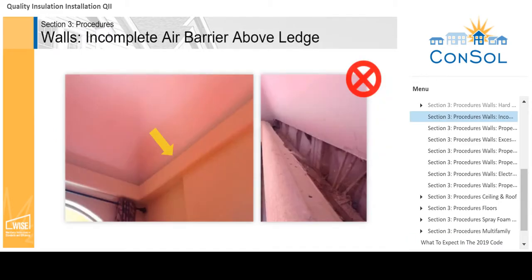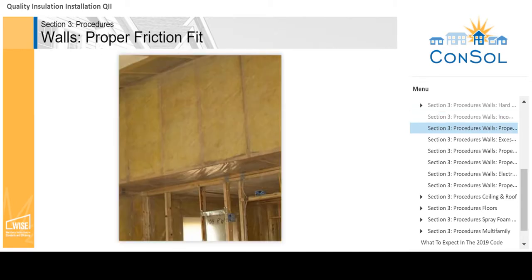From below, this ledge looks complete. Climb up above, and it is easy to see that the interior air barrier is not complete. Air is free to travel into and out of the wall cavity. Here is a good example of properly sized and installed batt installation.